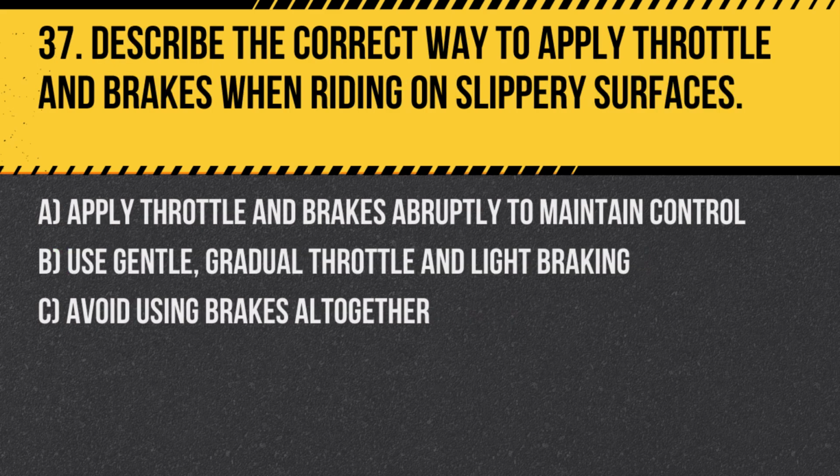Question 37. Describe the correct way to apply throttle and brakes when riding on slippery surfaces. A. Apply throttle and brakes abruptly to maintain control. B. Use gentle, gradual throttle and light braking. C. Avoid using brakes altogether. Answer. B. Use gentle, gradual throttle and light braking. Smooth control inputs help prevent slipping and sliding on slick surfaces.